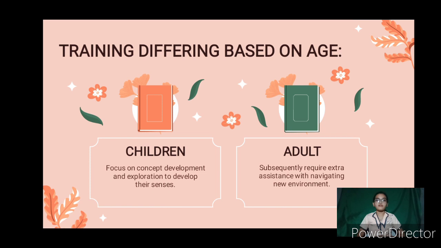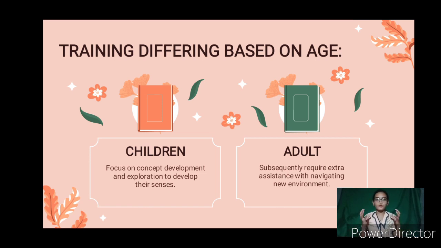Trainings differ based on age. For the children, their training focuses on concept development. For example, they are taught the concept of a tree or the concept of an animal which could help them identify the objects around their environment.